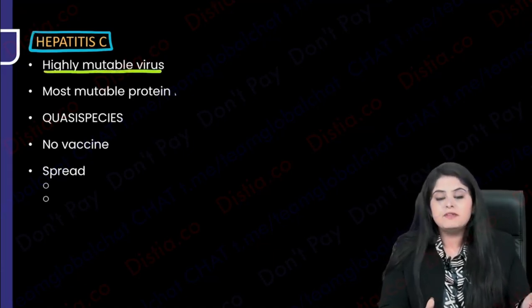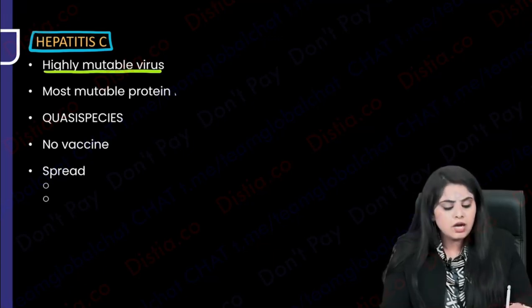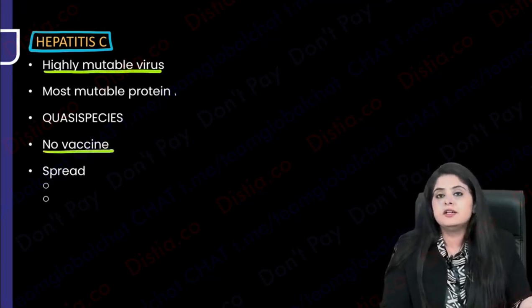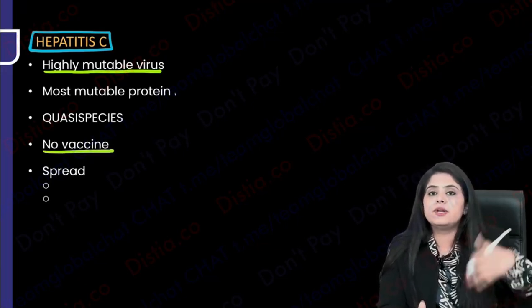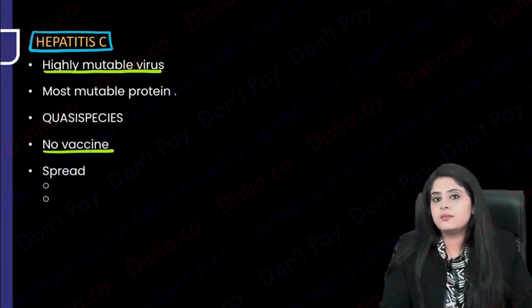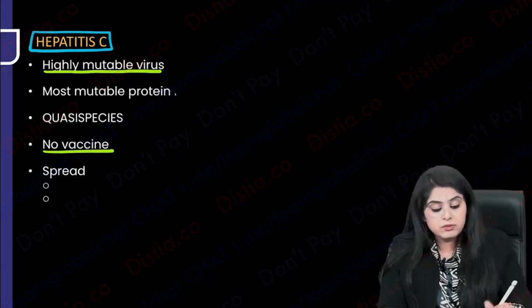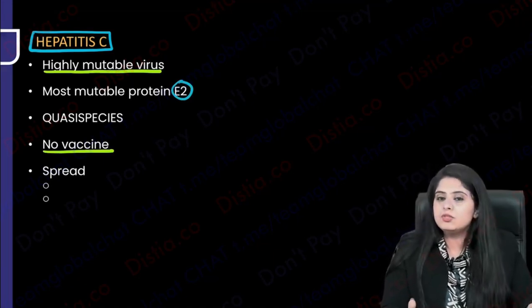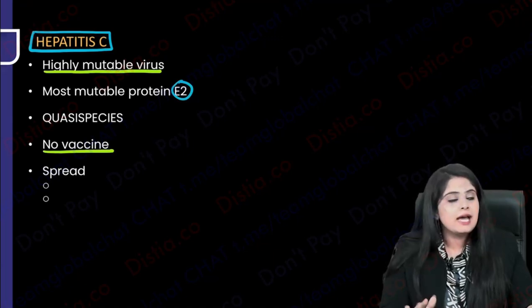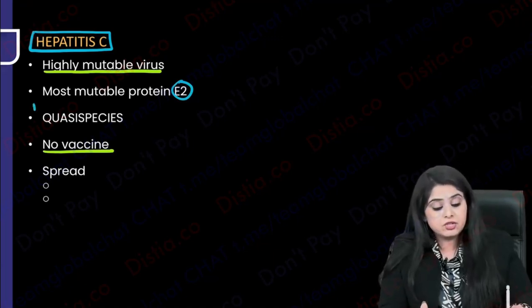Highly mutable virus. It is constantly mutating. So how should I make a vaccine against it? Ma'am, by the time I pick up one strain and make a vaccine against it, it has already mutated and another strain has come out. So how should I make a vaccine? The most mutable protein out of them is going to be E2. So remember, highly mutable, most mutable is E2, and this is not going to help in vaccine production, and that is going to be known as quasi-species.